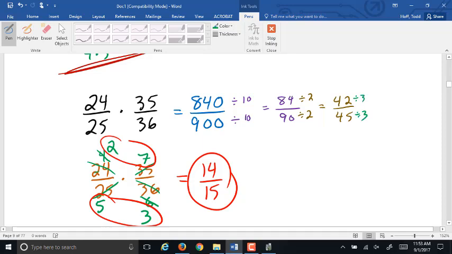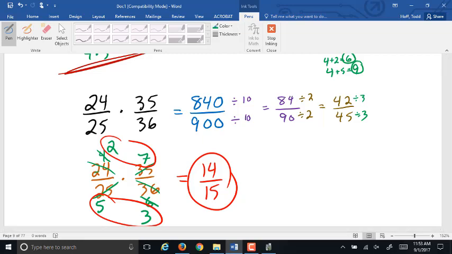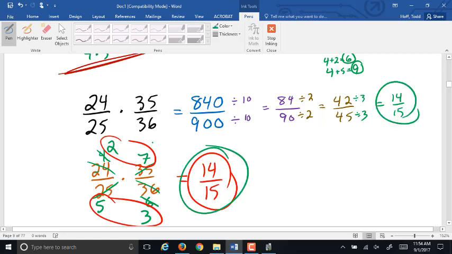How do I know quickly that they can be divided by 3? Well, the trick for telling if a number can be divided by 3 is to add its digits together. What's 4 plus 2? 6. Can 6 be divided by 3? Yes, so can 42. What's 4 plus 5? 9. 9 can be divided by 3, so can 45. Any number, no matter how long, if you add its digits together and that result can be divided by 3, the whole number can be divided by 3. So 42 divided by 3 is 14. 45 divided by 3 is 15. So we do get to that same answer eventually.